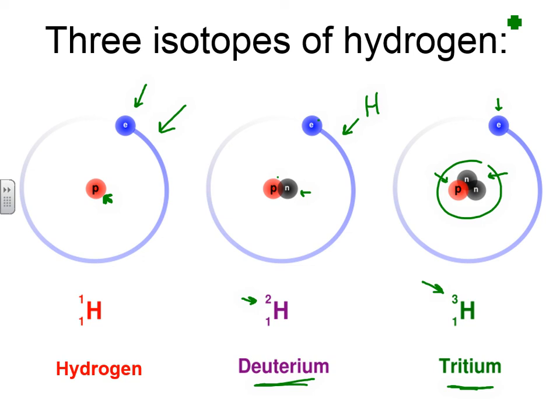This one's really unstable, and the reason it's unstable is because it has too many neutrons for the protons. Usually neutrons and protons like to be evened out. So this is unstable and radioactive, so don't come near any tritium.